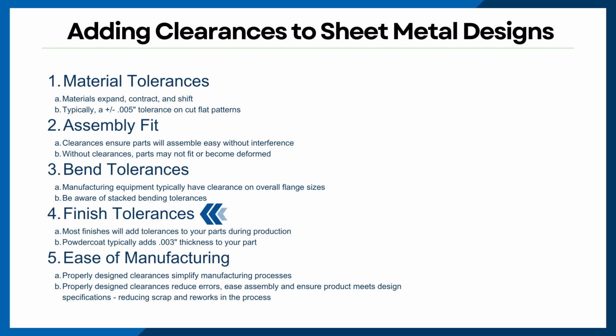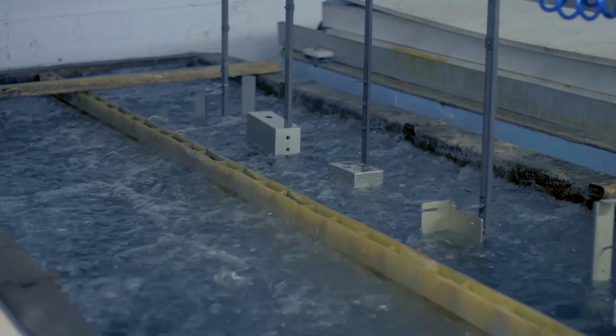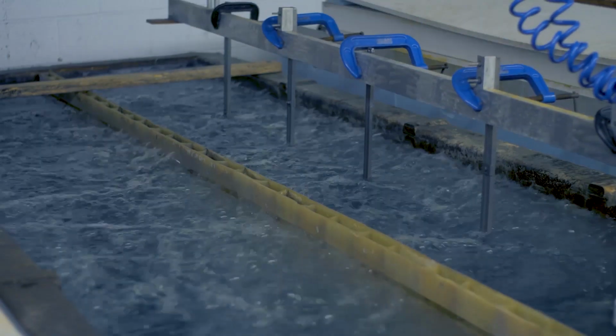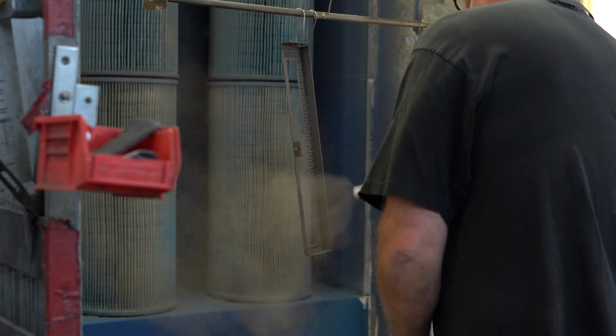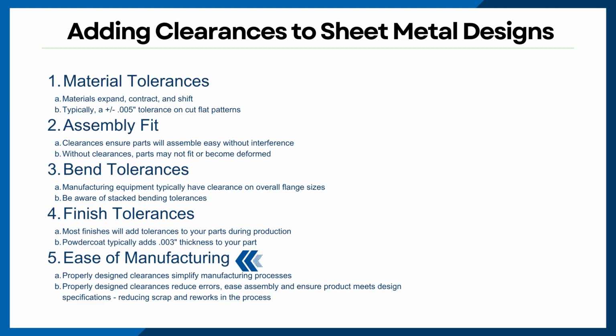Number 4, finish tolerances. Lots of finishes can add tolerances to your parts. Here at Protocase, our most popular finish is powder coating, and this typically accounts for 0.003 of an inch of thickness to your parts. Number 5, ease of manufacturing. Properly designed clearances simplify the manufacturing processes. They reduce errors, ease assembly, and ensure that the final product meets design specifications, reducing scrap and rework.